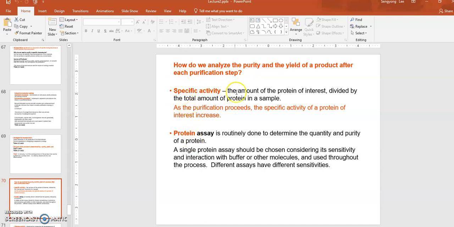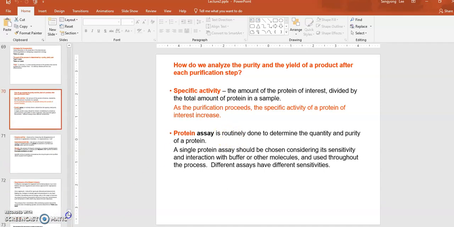Maybe specific activity: the amount of the protein of interest divided by the total amount of protein in the sample. Okay, that is the specific activity, and it should go up from one purification step to the next one. So as the purification proceeds, the specific activity of the protein of interest should increase efficiently. Makes sense, right? And protein assay is routinely done. Of course, you did the protein assay in the previous class, the BCA assay, to quantify the amount of protein you have.